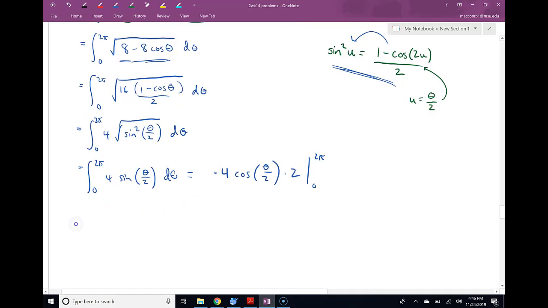So let's go ahead and plug these things in. We get negative 8. And if I plug in 2 pi into theta here, I'm going to have cosine of pi. And if I plug in 0, I'm going to have cosine of 0. And so negative 8 and cosine of pi is going to be negative 1 minus cosine of 0 is going to be 1. And so I get negative 8 times negative 2. So that's going to be a nice positive 16 after all is said and done. So the final answer here is 16.